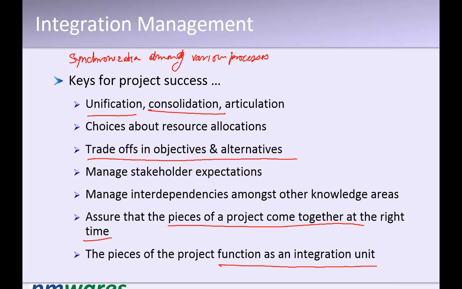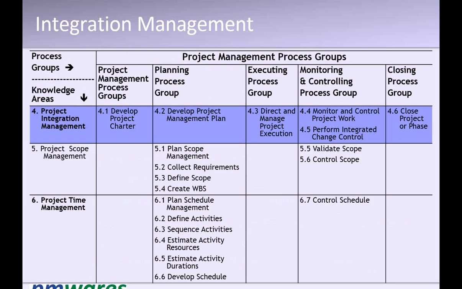That's why I was saying it's an umbrella process. It does less of its own but consolidates more, synchronizes more, interacts more, trades off more. There are five processes: develop project charter, then prepare a project management plan, then direct and manage project execution, then monitor and control the project work and perform integrated change control, and closing.